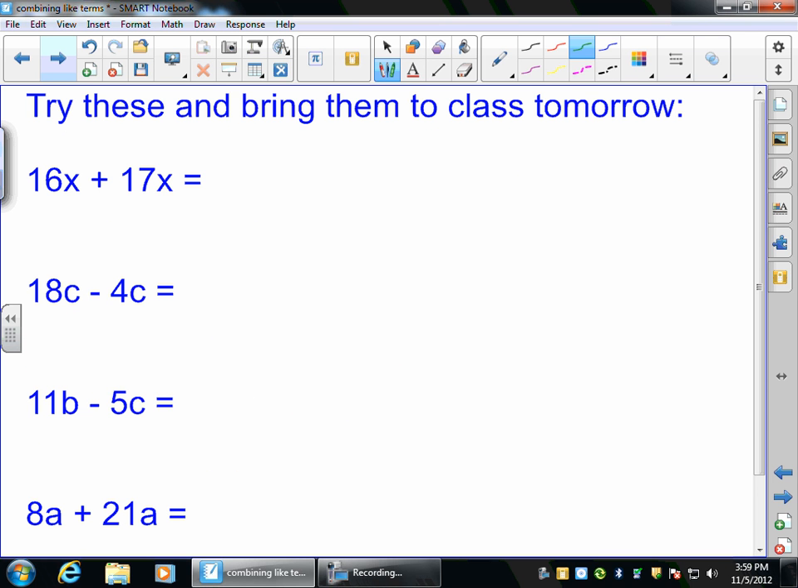So go ahead and try these four. Just add and subtract. Remember to check first and make sure they actually are like terms before you add and subtract them. And then just add or subtract the coefficients. That's all you have to do. So do these four and then bring them to class and we will check them.